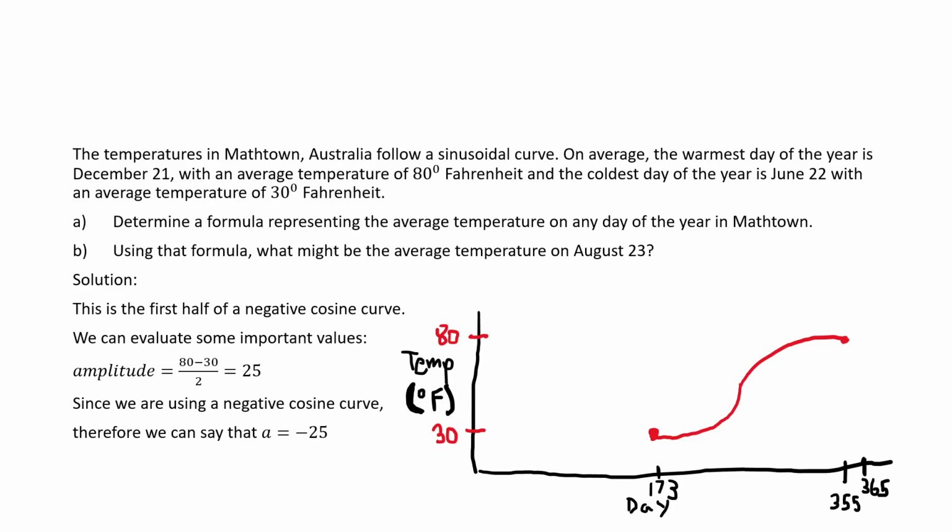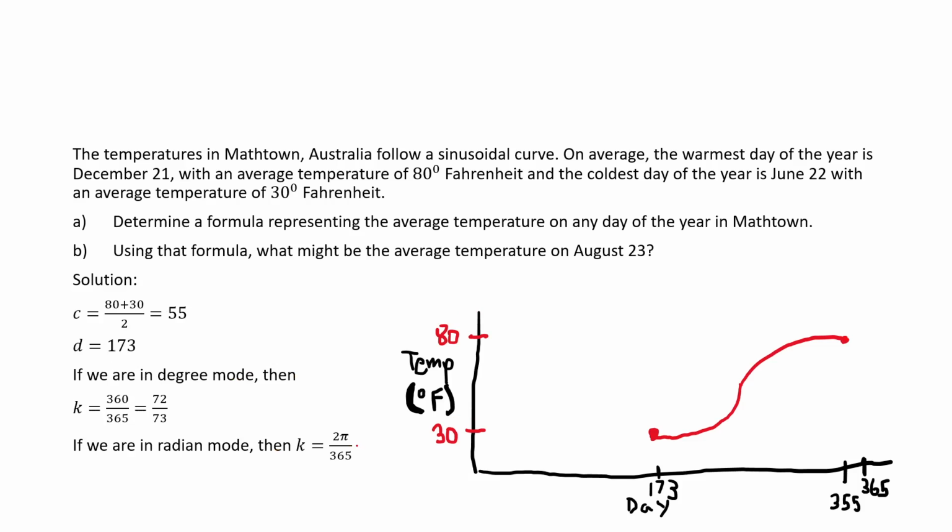In other words, if that curve keeps on going, we'll end up with a full negative cosine curve going into the next year. So determining some important values here, we see that amplitude is going to be the maximum temperature minus the minimum temperature over 2, which is 25. Since we're using a negative cosine curve, we can say that A will be negative 25. The C value will be the maximum temperature plus the minimum temperature divided by 2, which is 55. The D value will be 173.